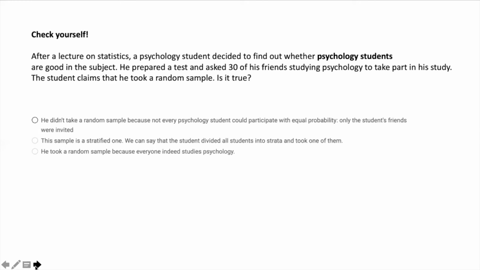Next question. After a lecture on statistics, a psychology student decided to find out whether psychology students are good at the subject. He prepared a test and asked 30 of his friends studying psychology to take part in his study. The student claims that he took a random sample. Is it true? Of course, he didn't take a random sample because not every psychology student could participate with equal probability. Only the student's friends were invited. So I think this was the obvious answer.